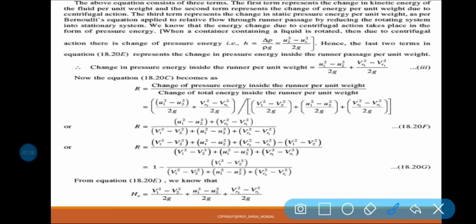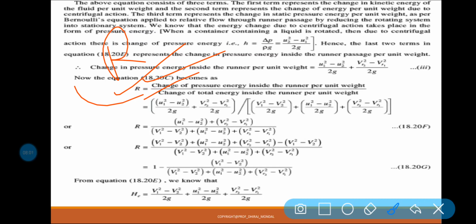You have to calculate the reaction. That means your degree of reaction you have to calculate. So what do we mean by degree of reaction? Degree of reaction, denoted by R, is basically the ratio of change of pressure energy inside the runner per unit weight by change of total energy inside the runner per unit weight.